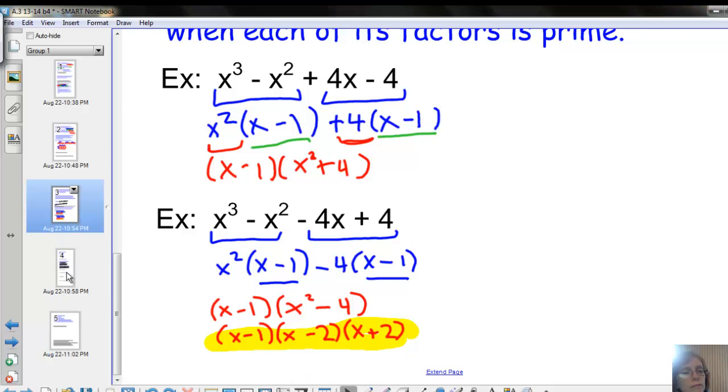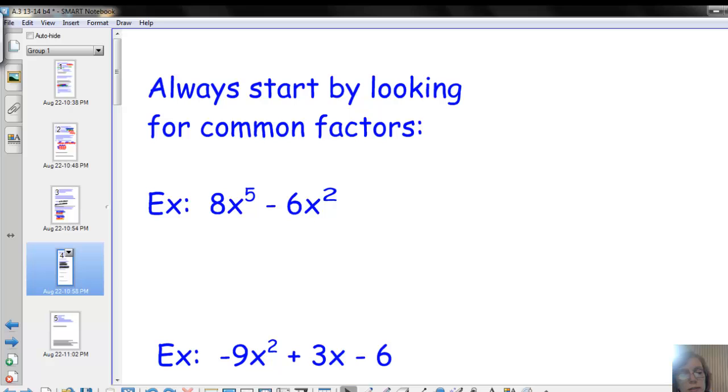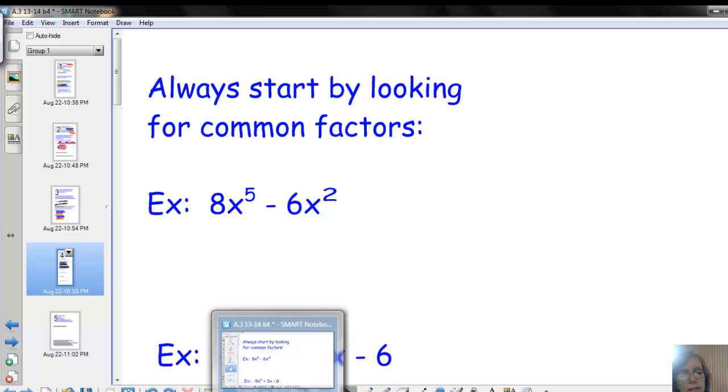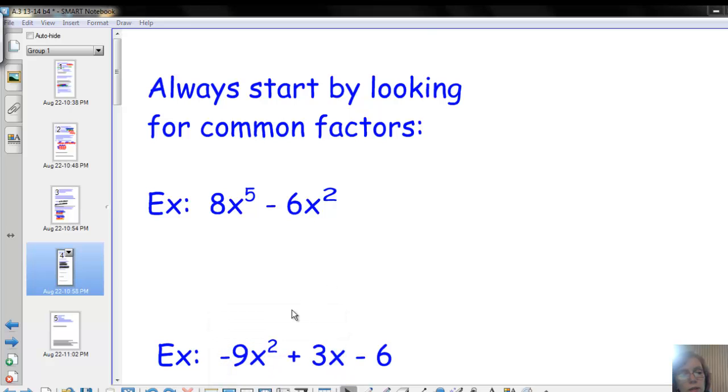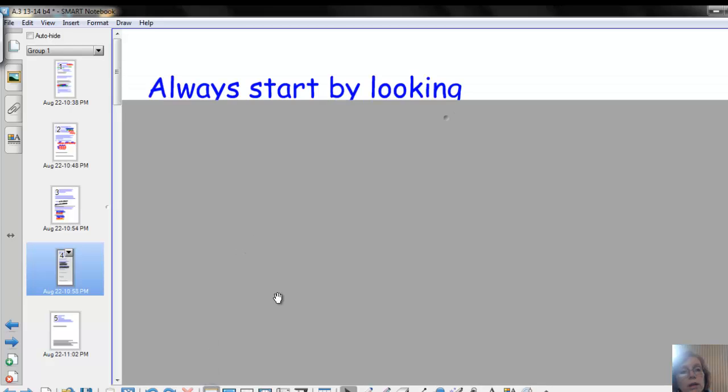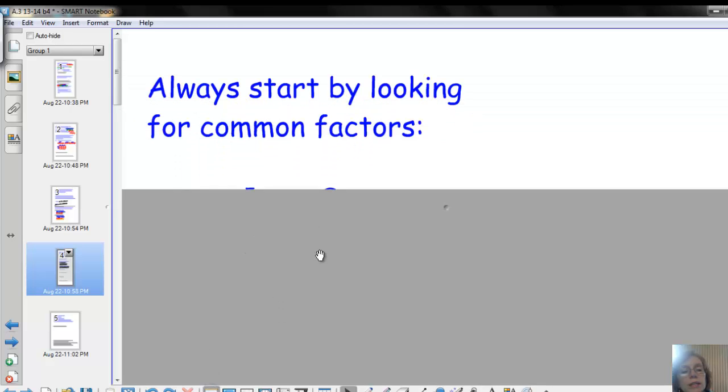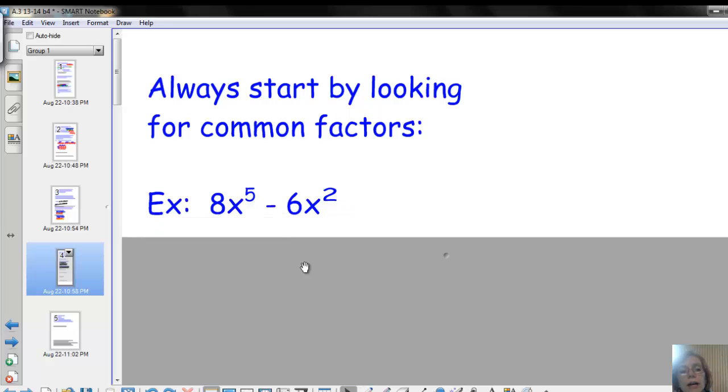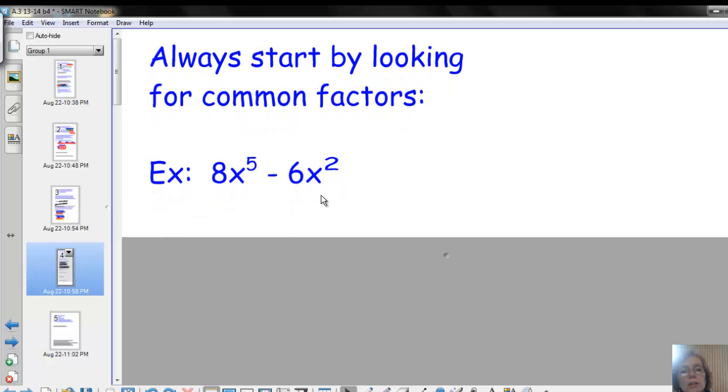Let's take a look at some other ideas regarding factoring. First of all, a big tip: always start by looking for common factors. Let's make sure that we can do that. If we were going to factor 8x to the fifth minus 6x squared, we would ask, what can we factor out of both of those terms? That would be a 2x squared.